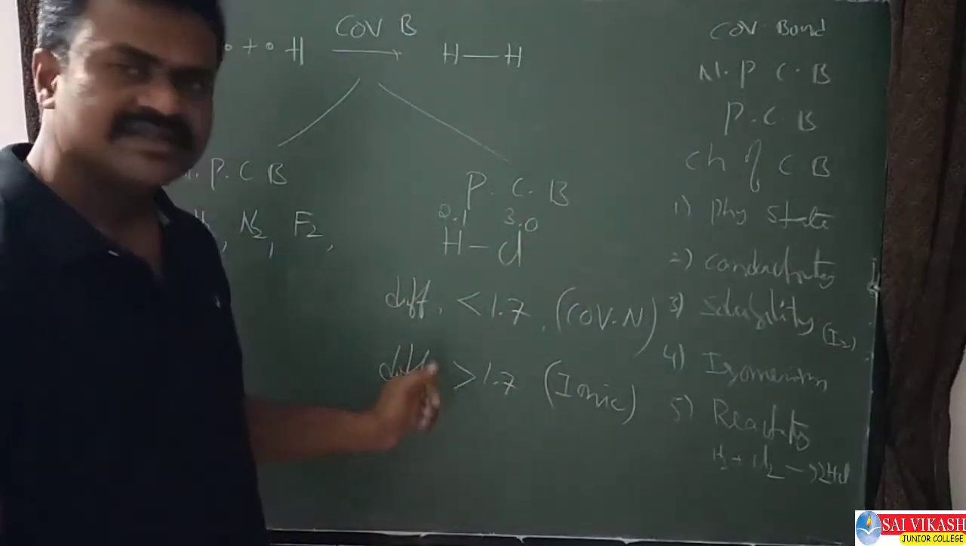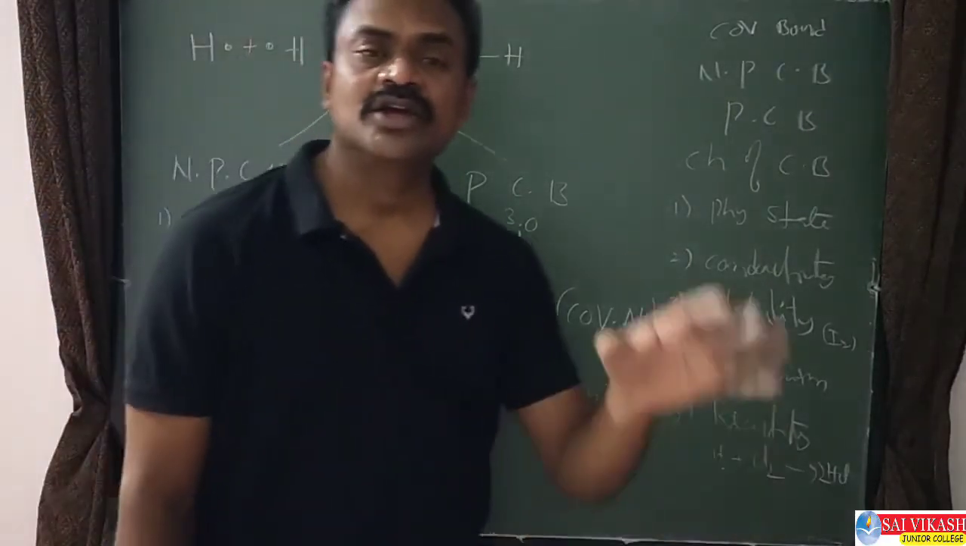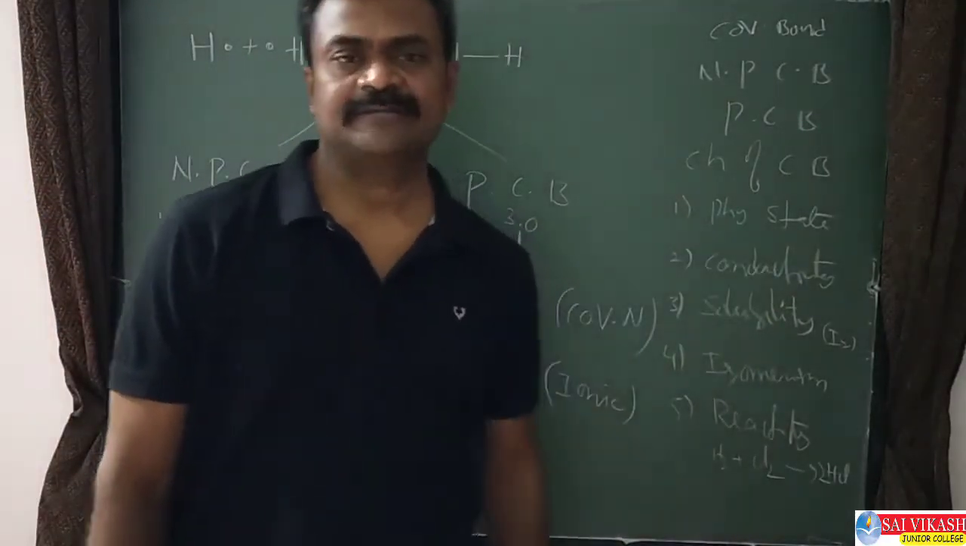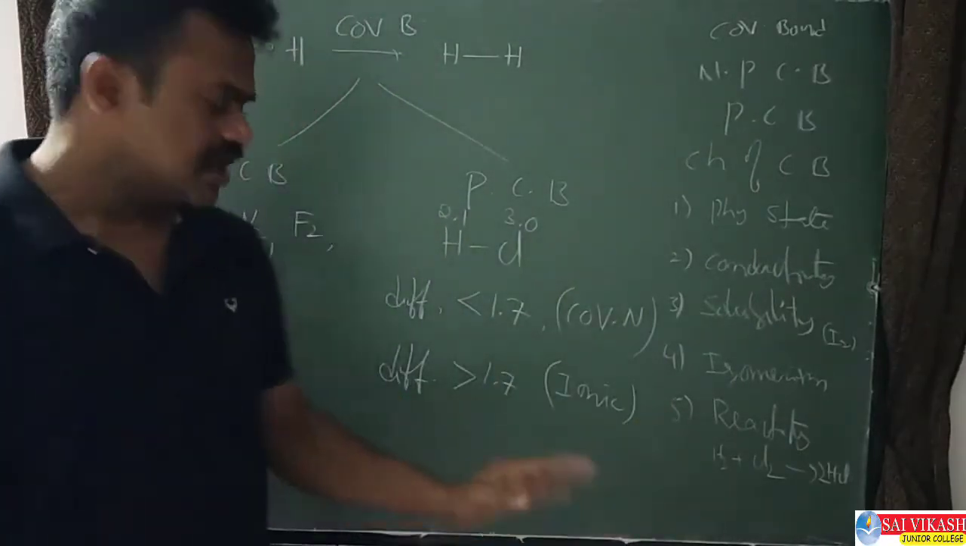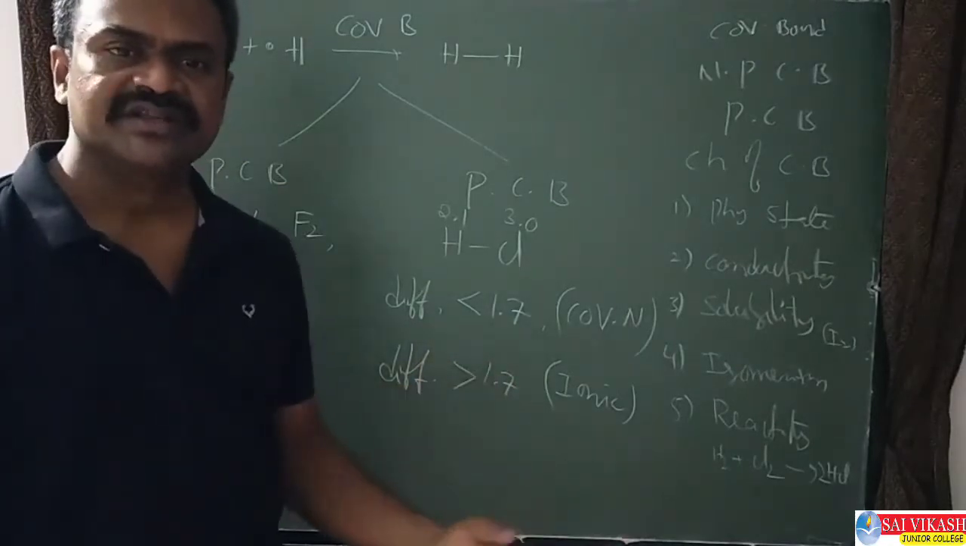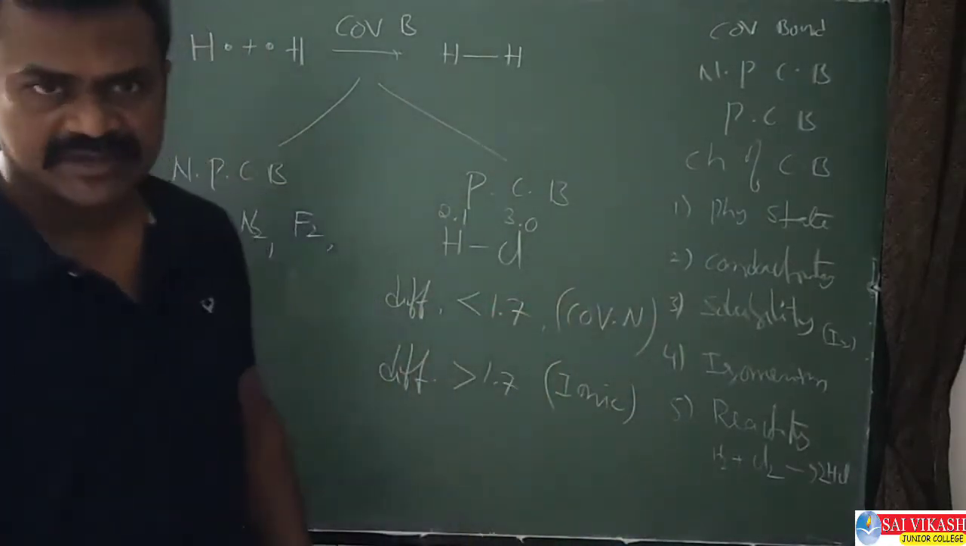Like that, if the difference is more than 1.7, then ionic nature is dominating and covalent nature is less. It means polarity increases, ionic nature increases, and the electronegativity difference also increases. This point I already gave in the periodic classification chapter.